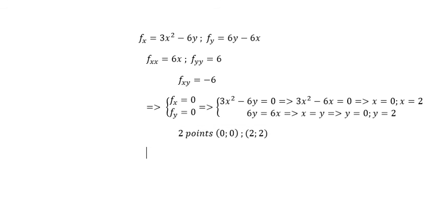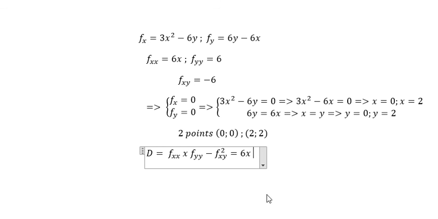The next one, we have D equals this one multiplied with this one, minus this one squared. So we have 6x multiplied with the number 6, minus the quantity minus 6 squared. So we get 36x, and we have the minus 36.